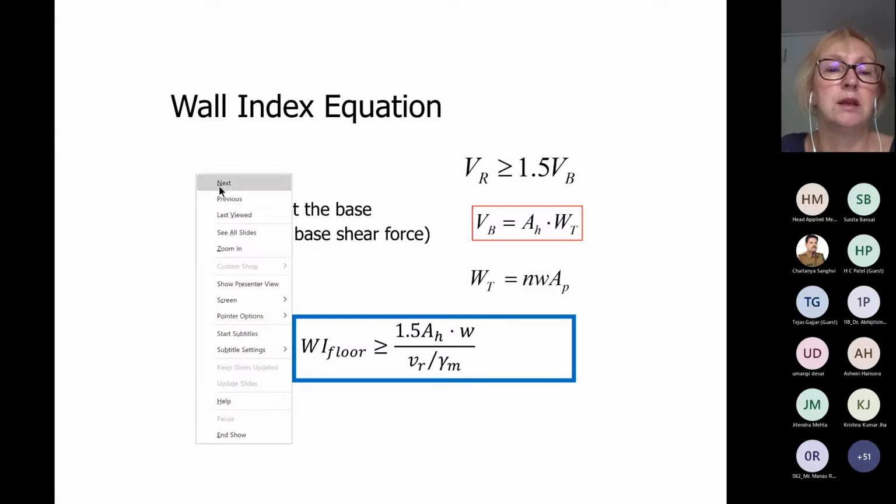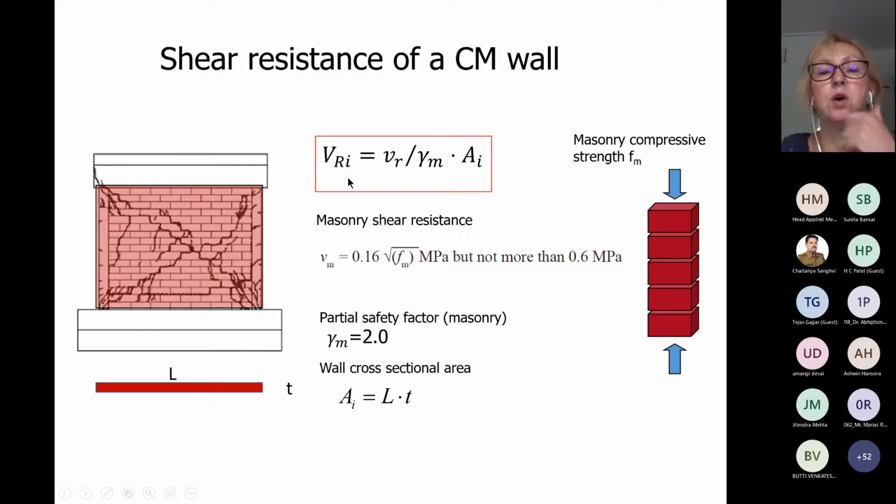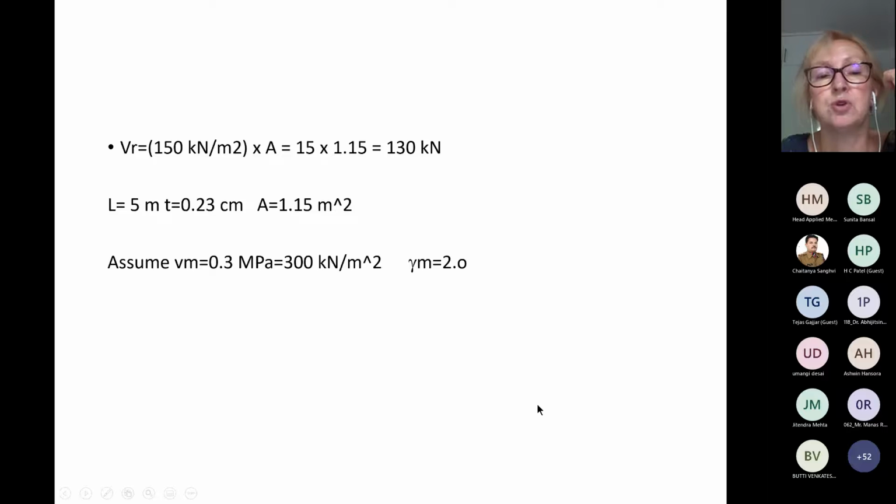So here, let me go back and back again. So this is now for shear resistance of a single wall. Please note that in this equation, this length L also includes tie columns. Now you can also say, well, but these tie columns are made of concrete, how can we take masonry? It is okay. You see, we are on the safe side because we are giving them properties of masonry instead of concrete. Masonry has smaller values than concrete, so that way it is okay.